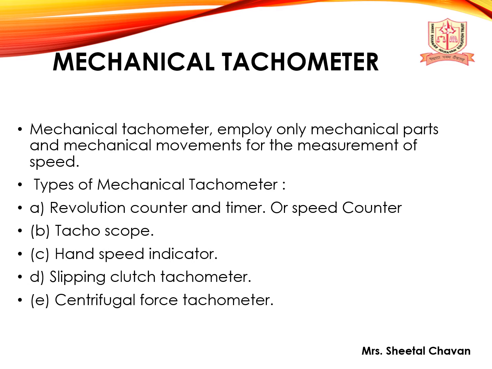The next point is the mechanical tachometer. Mechanical tachometers employ only mechanical parts and mechanical movements for the measurement of speed. The types of mechanical tachometer: first, the revolution counter and timer, or speed counter. Second is the tachoscope. Third is the hand speed indicator. Fourth is the slipping clutch tachometer, and the fifth is the centrifugal force tachometer.